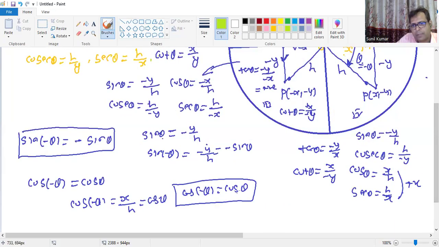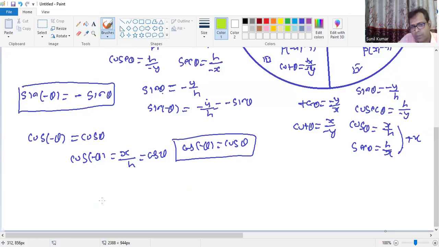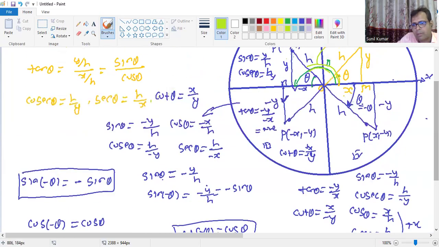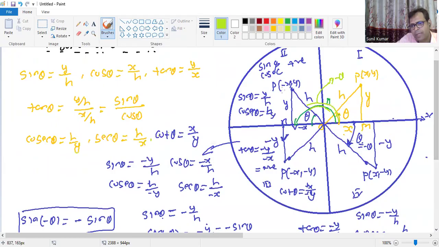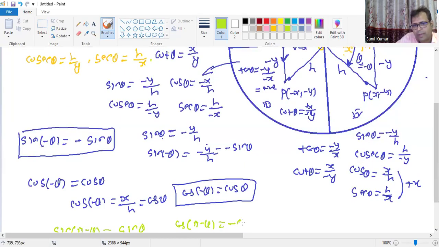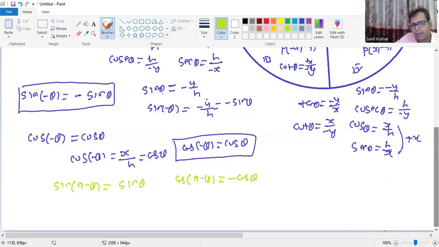If you find the value of sine of pi minus theta or cos of pi minus theta: sine of pi minus theta means the point lies in the second quadrant. In the second quadrant sine is positive, so we can write only sine theta. That's all. Similarly, for cos of pi minus theta, we know that in the second quadrant cos is negative, so we write minus cos theta. How do we get it? We write minus x by h, and minus x by h is nothing but minus of cos. So we have the formula cos of pi minus theta is minus cos theta.